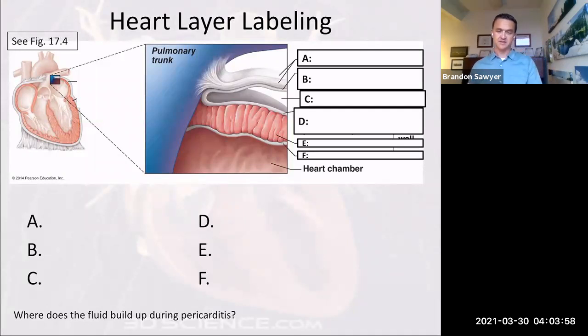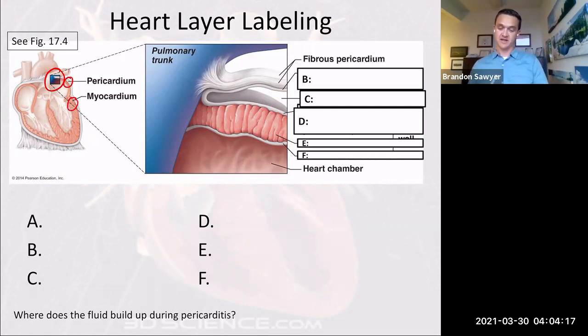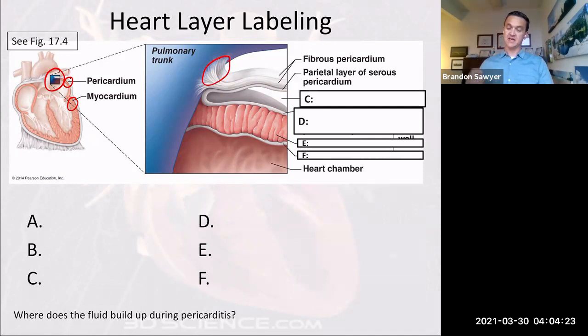Okay, so let's take a look at this in diagram format. Pause it for a second and see if you can fill this in if you can. Okay, so here's a kind of a zooming in on this part of the heart right here. We've got our pericardium, which is this whole external part, and then the myocardium is the muscle tissue there. Okay, so A is that fibrous part of the pericardium. So that whole layer, and then B is what's known as the parietal part of the serous pericardium.